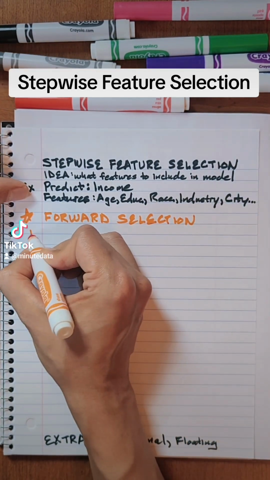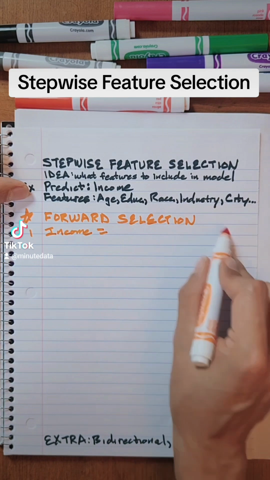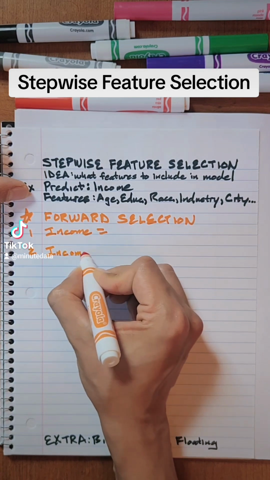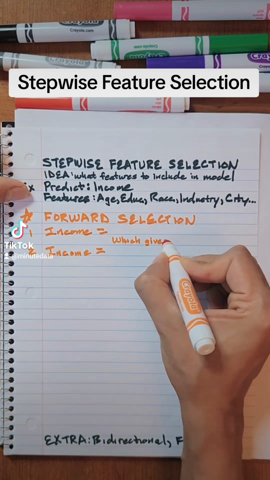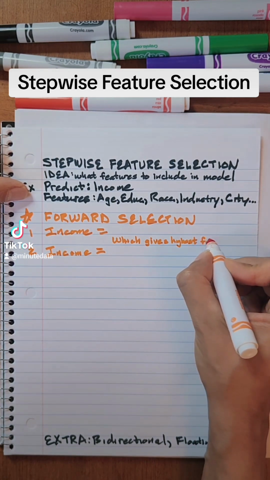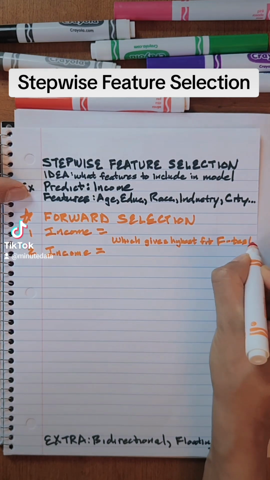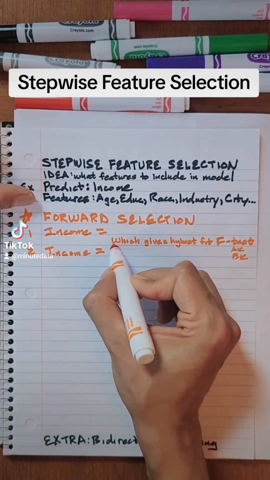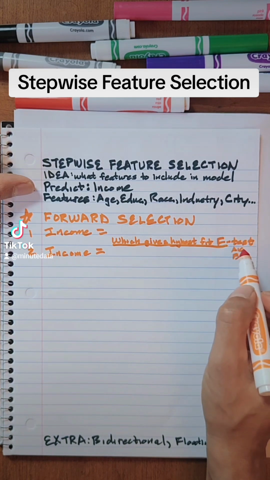Step one is you just start with nothing, basically no features currently. Step two is which feature gives the highest increase in fit. Let's say in this example, we're going to measure fit using the F test, F score. You can also use AIC, BIC, and whatnot. For each step, we're going to cycle through each of the features and see which one gives us the biggest increase in our F score.